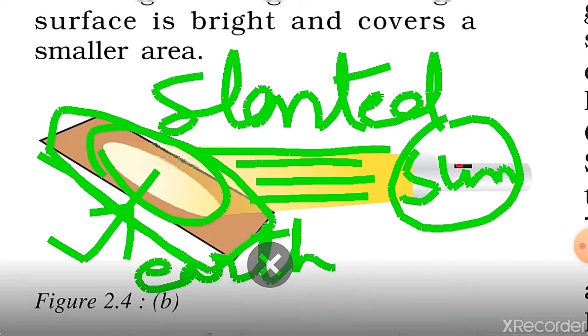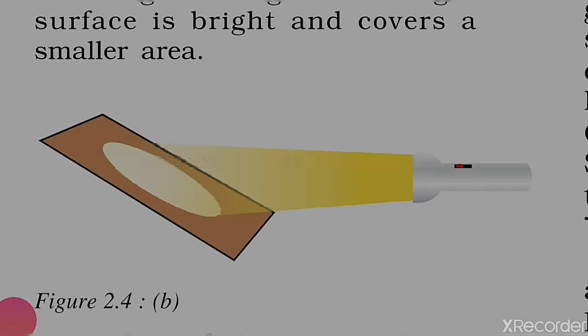Now what does this mean? Now you have seen the sun's effect on the slanted surface and the straight surface, and your earth is slanted on its axis. Your earth is slanted on its axis with the needle through the North Pole and the South Pole. You can see this in the figure of the globe of your earth.